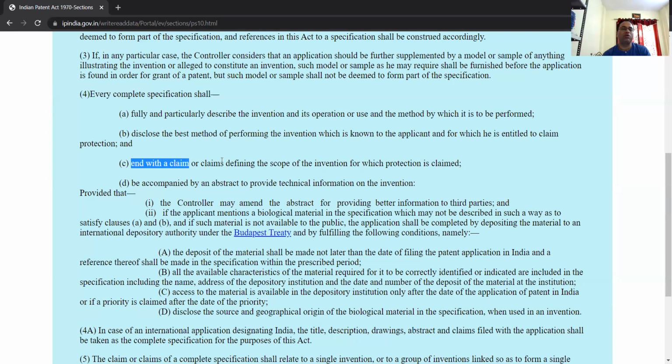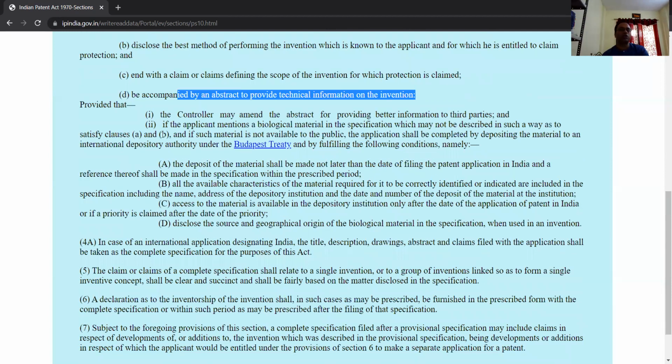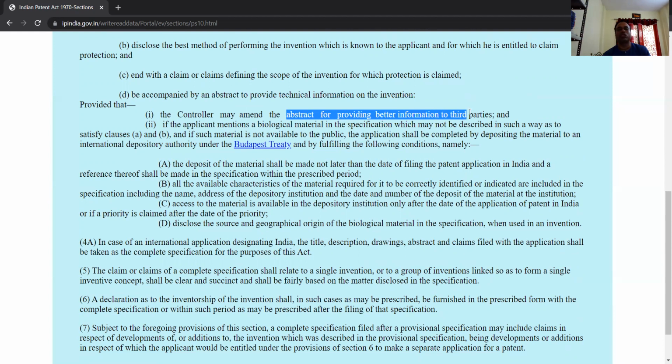And the claim or claims define the scope of the invention for which protection is claimed. D, be accompanied by an abstract to provide technical information on the invention. So an abstract has to be provided, and the controller may amend the abstract to provide better information to third parties. The controller may amend this abstract, so if the abstract is not giving clear information, then the controller may amend the abstract here.